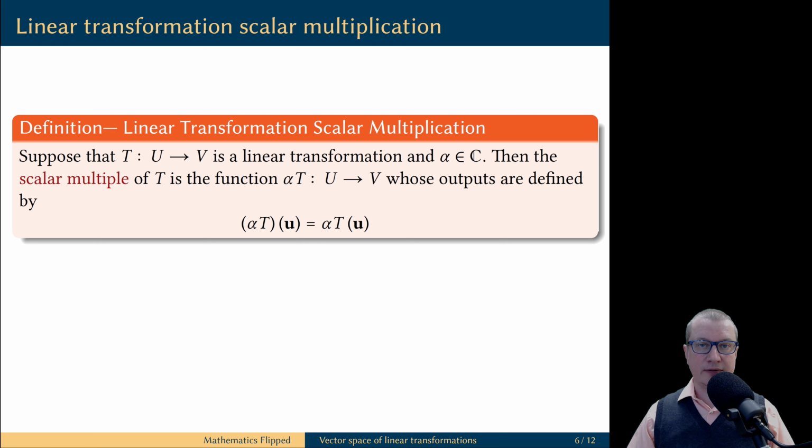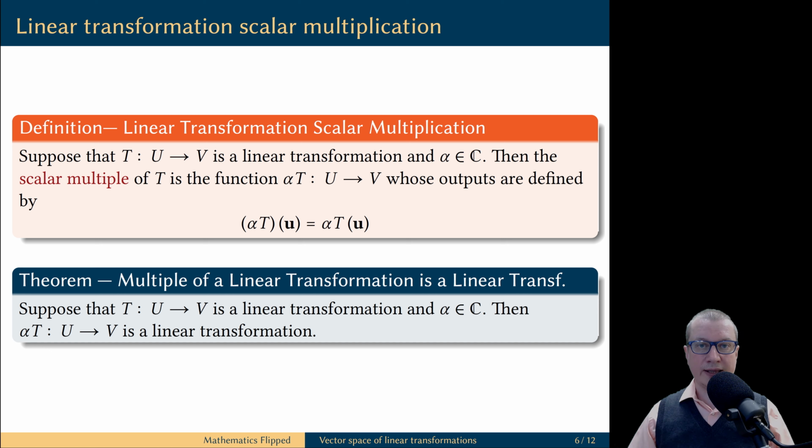Next, let's define how to scalar multiply linear transformations. The scalar multiple of a linear transformation t by scalar alpha is a function which is defined as follows. The value of this function on any input from the domain is the value of the original linear transformation t scaled by the scalar alpha in the codomain vector space V.